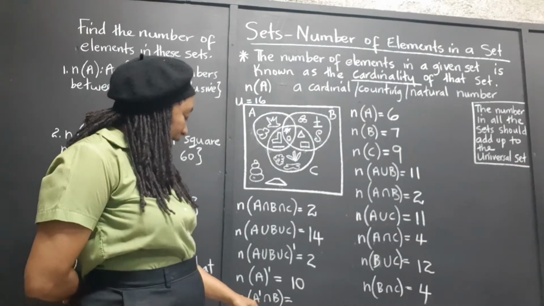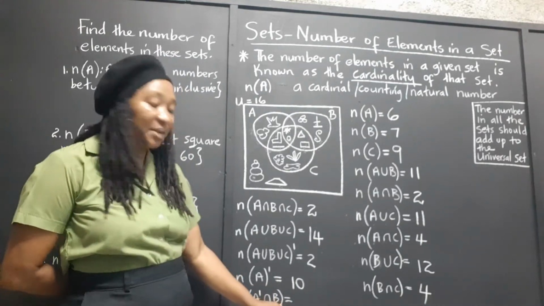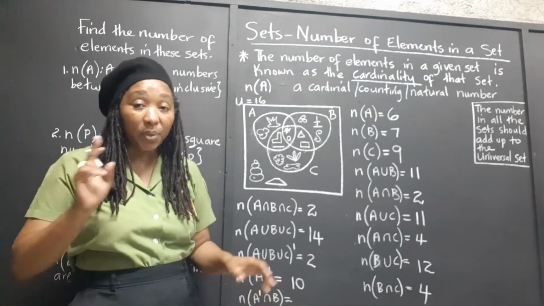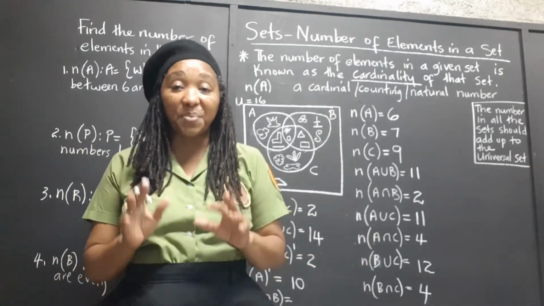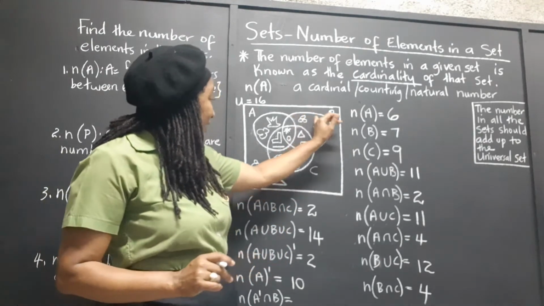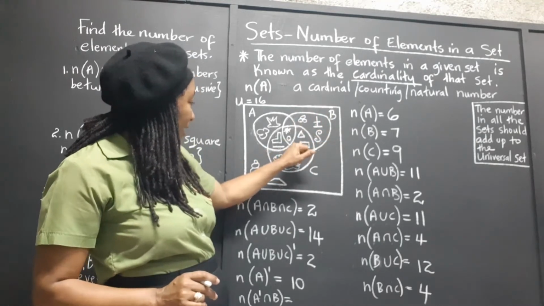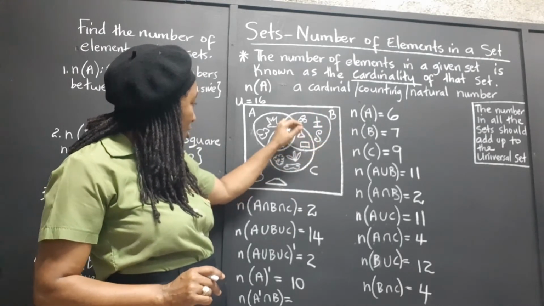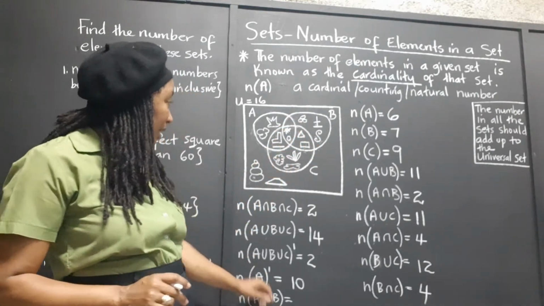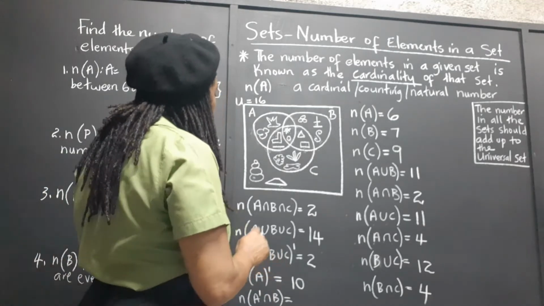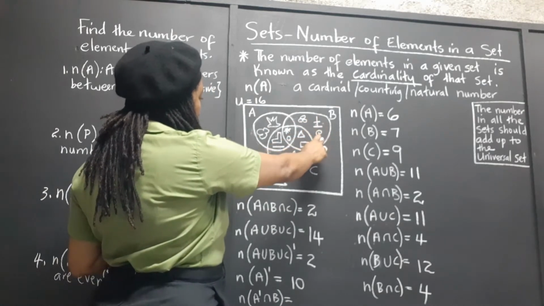Now, the number in A complement intersects B. This means what is in B only. B only. Not where B intersects with A or C. Just B alone. So that's these guys here. They are only in B. They are not in the part of B that intersects with C or A. So the number of elements in B only would be 1, 2, 3.